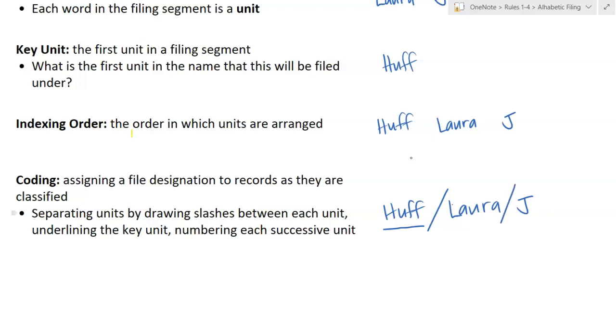Now I'm going to separate each one of these three units with a slash. It also tells me to number each successive unit. So Huff is my key unit, Laura is unit 2, and J is unit 3. Notice that I write the 2 above Laura, the 3 above J, and I don't put a 1 above Huff. Instead, to identify a key unit, I simply underline it.